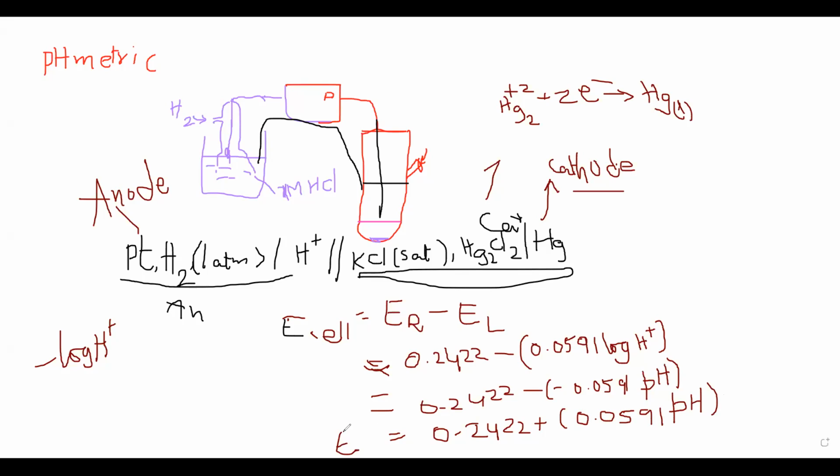E cell can also be calculated directly, by using a galvanometer. By using the galvanometer we can calculate the E cell and the pH can be determined. What is the final formula of pH? pH is equal to E cell, that is the electromotive force of the cell, minus 0.2422, divided by 0.0591. In that way, we can calculate pH also.